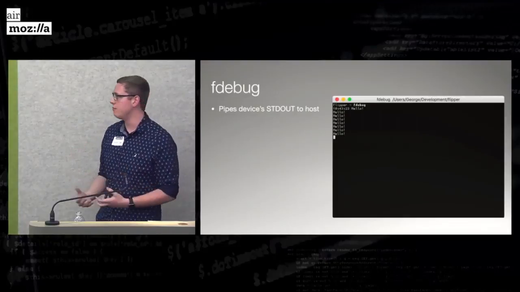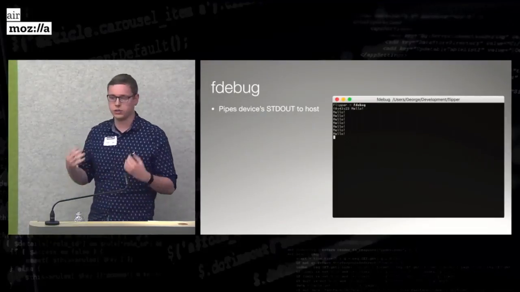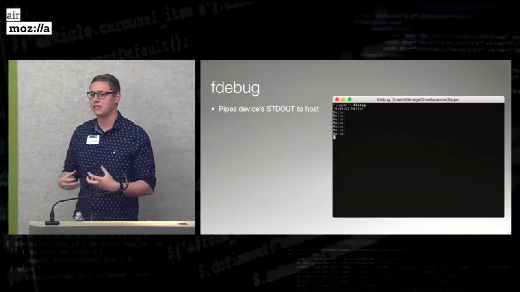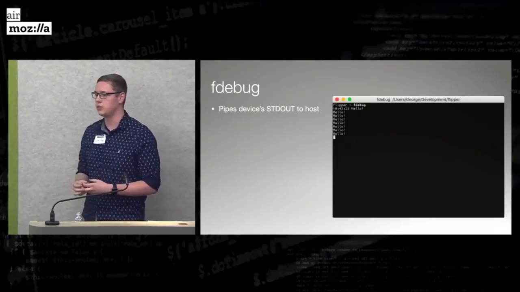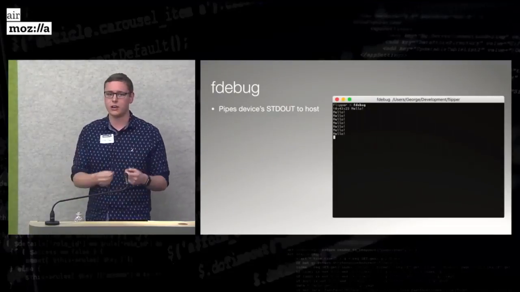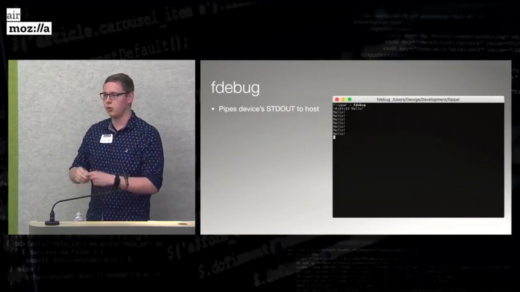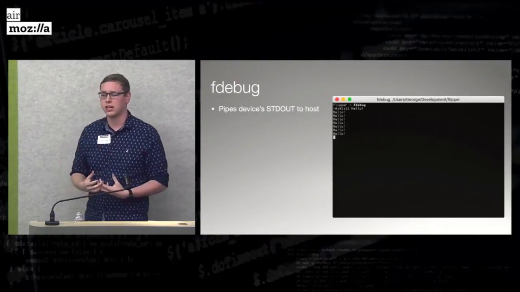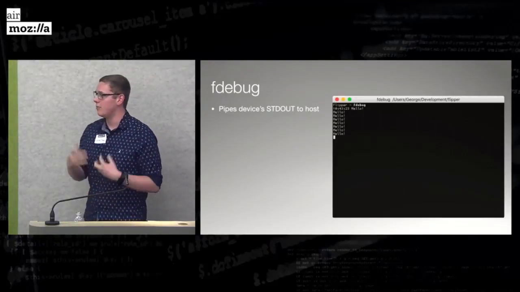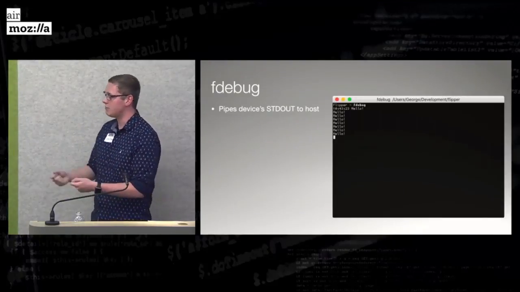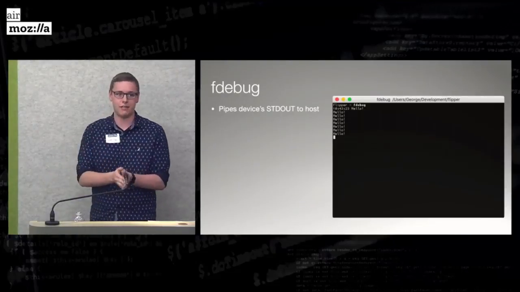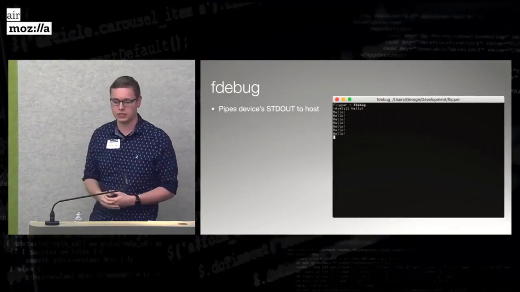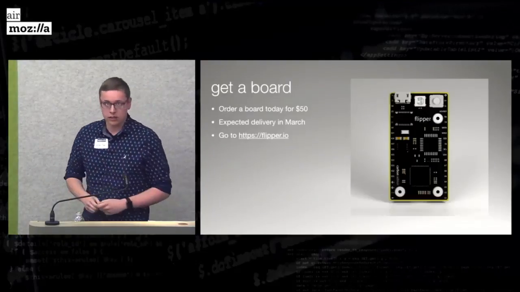And probably the most simple, but I think the most significant tool for use with the Flipper board is fdebug. So with traditional embedded systems, if you want any sort of information about what the board is doing on your host computer, you've got to get out a USB serial converter, connect it to your board, set up a USB serial program, make sure your baud rates are right, install drivers. It's a super headache. Whereas with Flipper, fdebug pipes the STD out of the device to the STD out of your host. So just plug your Flipper board in, run fdebug, and then whatever your device is printing, you'll be able to see right there in the terminal.